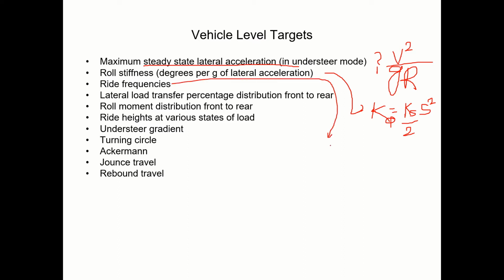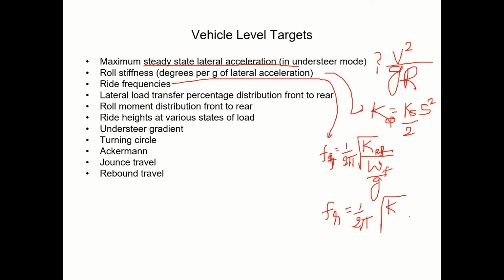Ride frequencies, f_r, it is 1 by 2 pi root of k roll rate front divided by front weight by g. Okay, this is rear. Let me write this as f_f. Then f_r, that is 1 by 2 pi root of k roll rate rear divided by rear weight by g. Okay, all right.